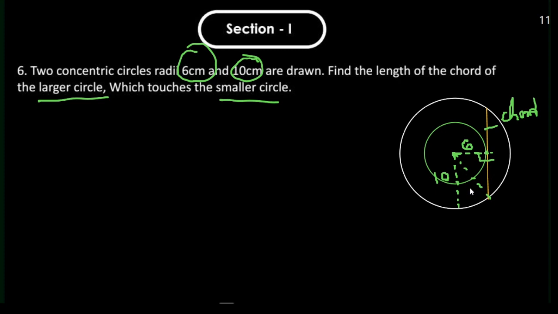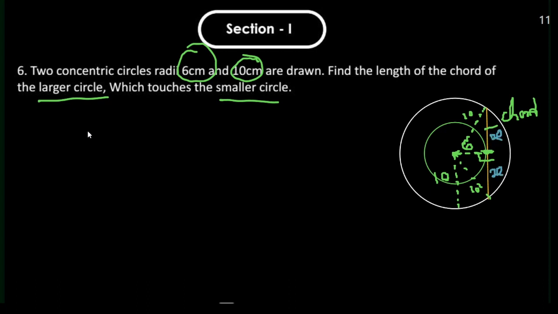It is again a radius of the larger circle, that is 10 centimeter. And if I join the other side also, it is also 10 centimeter, right? Now it is exactly the middle. I have to find the length of this chord. So I'm taking this side as x and this side is also x.